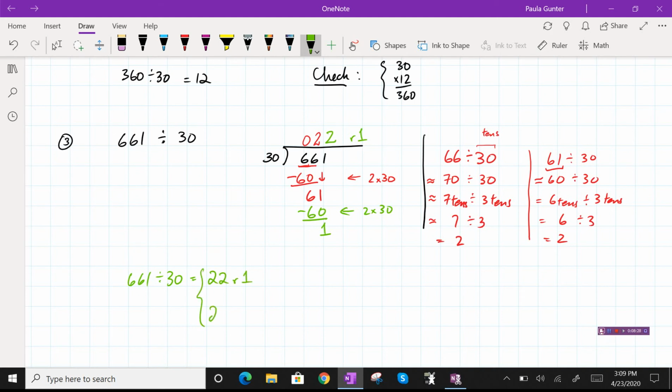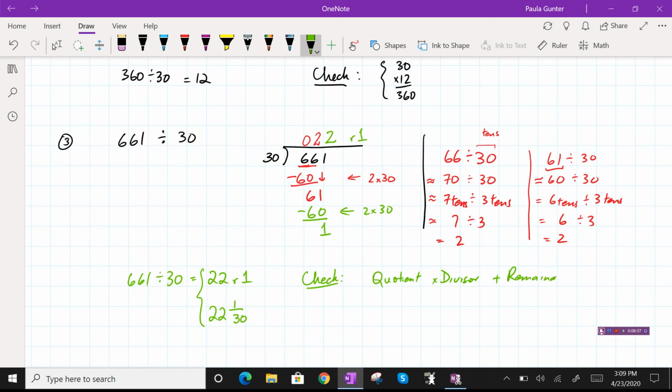Later on, when you do fractions, you would write this as 22 and 1, which is the remainder in the numerator, over 30. How do we check? To check, we are multiplying the quotient times the divisor and then add. So we'll do quotient times the divisor plus the remainder.